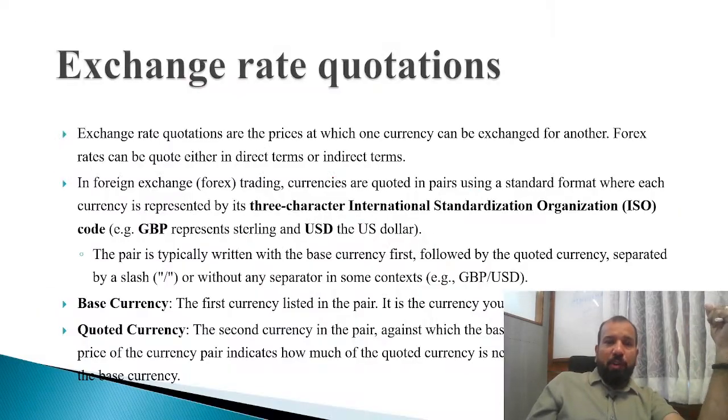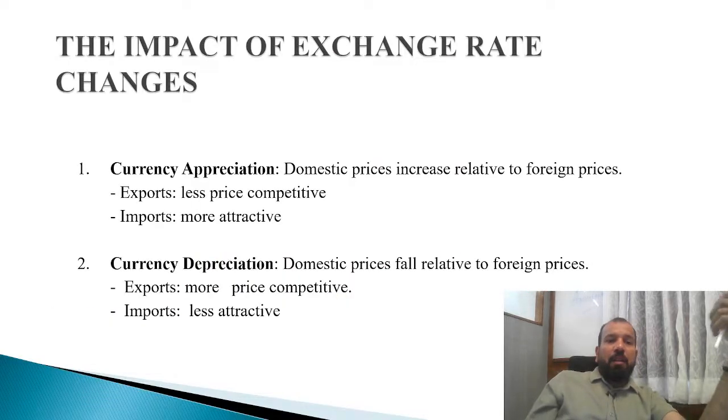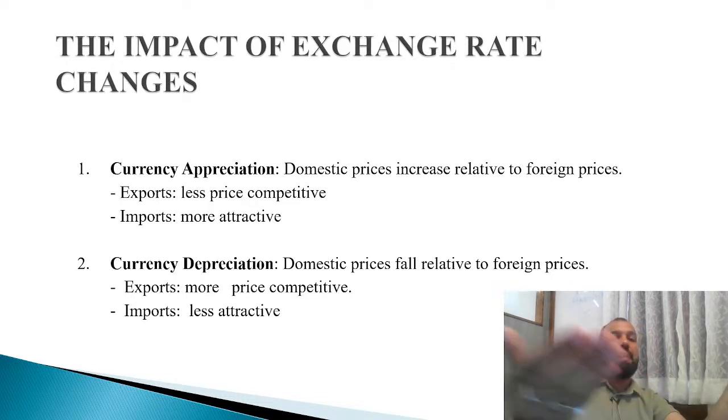Direct quote and indirect quote we have already discussed, so we will not discuss them in more detail. Cross currency rate we have already discussed. Currency appreciation and currency depreciation, I think everybody knows. $1 equal to 50 rupees is the nominal price. If $1 becomes 52 rupees, the Indian currency has depreciated. But if $1 becomes 47 rupees from 50, that is currency appreciation. The Indian currency has appreciated against the dollar.